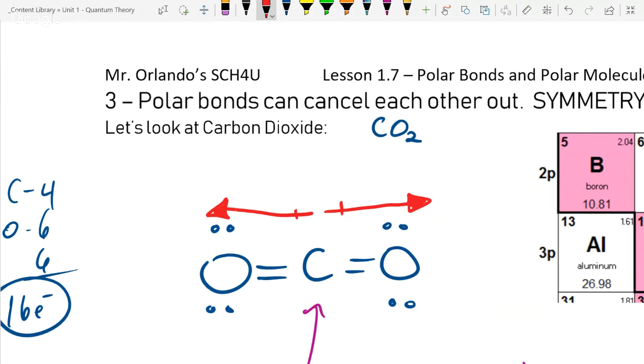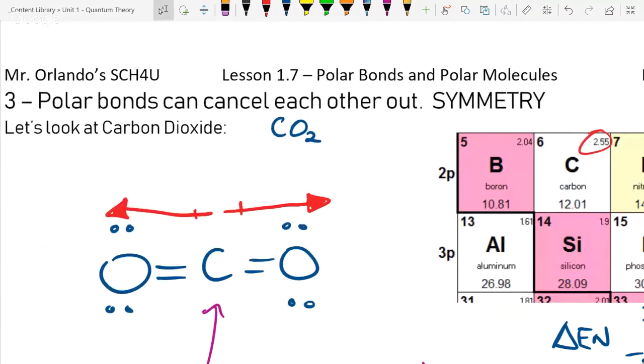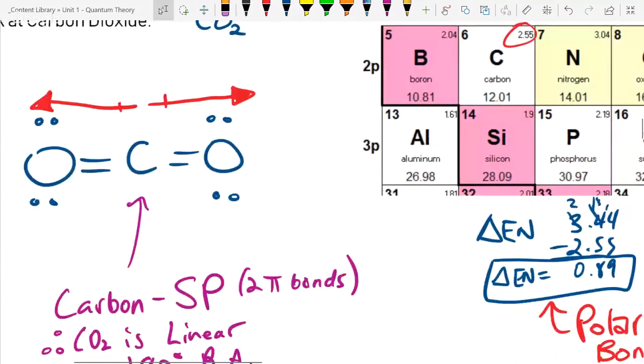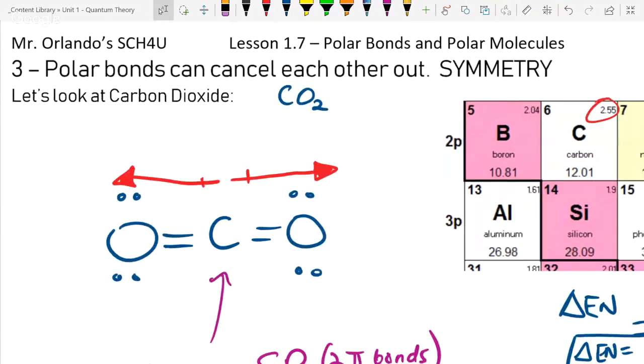They cancel each other out because they're the same size, right? They both are a dipole of 0.89, but one is going to the left and the other one is going exactly to the right, and they're 180 degrees away from each other.